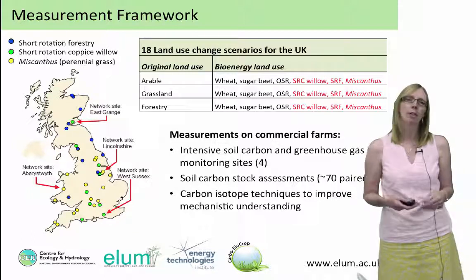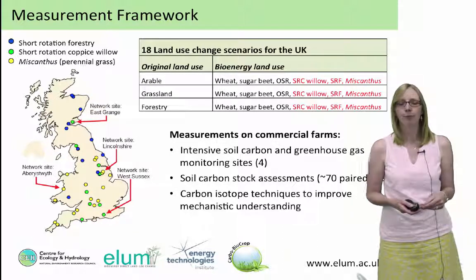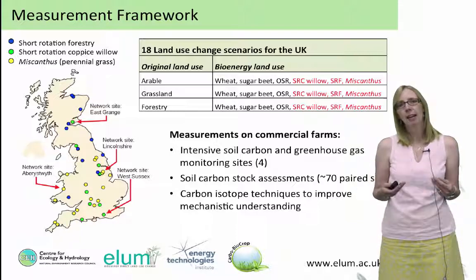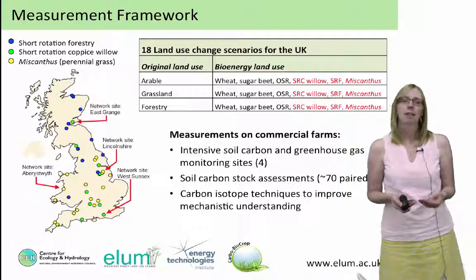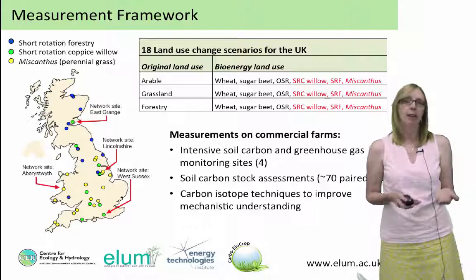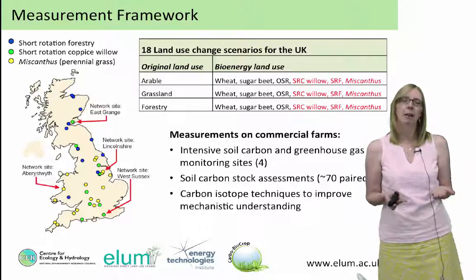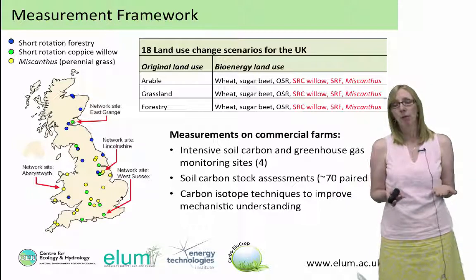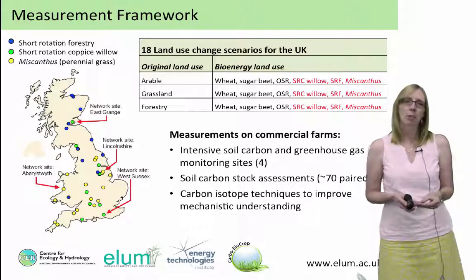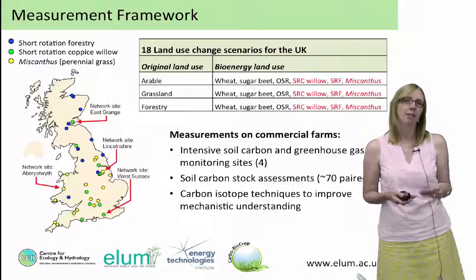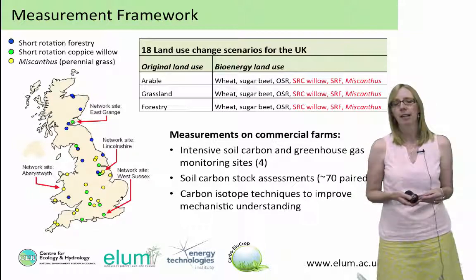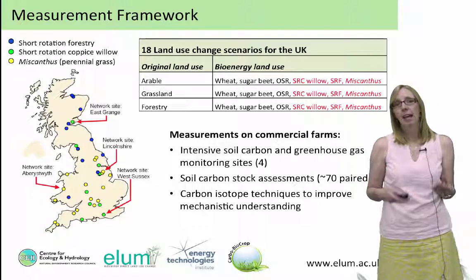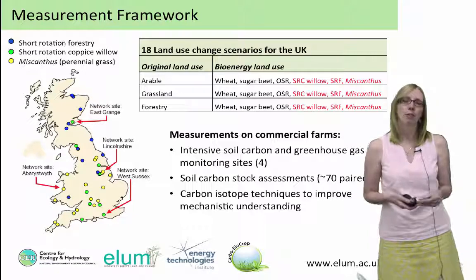And so we use what we call a space for time substitution. What this means is that we take adjacent pieces of land, so an arable field and then an adjacent field which used to be arable but is now planted with a perennial bioenergy crop. And we compare the greenhouse gas emissions and the soil carbon stock on these pieces of land, and we account for the age of the crop, the time since transition.